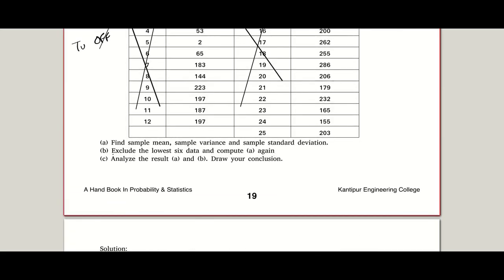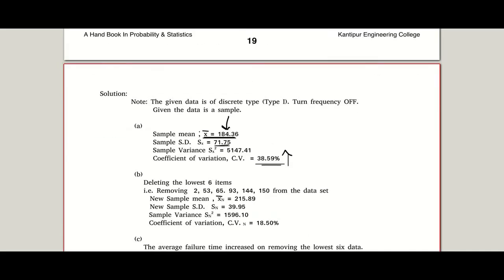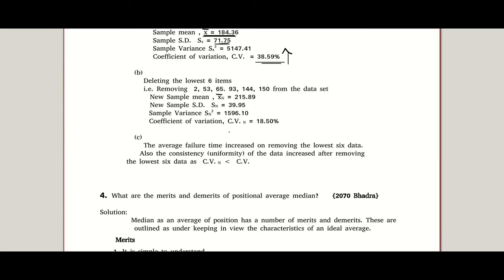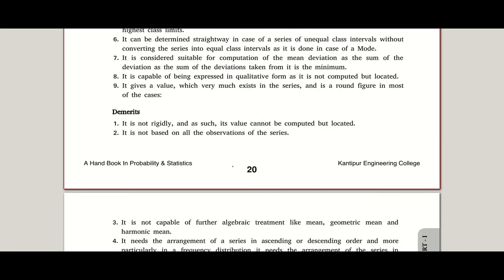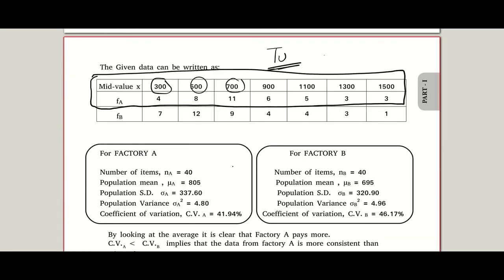And now comes this: exclude the lowest 6 data. I saw some very small data here, and they're asking you to delete that. So delete 2, delete 53, delete 93, delete 65. You delete the 6 data from your data sheet, and they're asking you to calculate again. So we get the new values, and the new values look more consistent. So you can write the conclusion. And that's it. That's the type of questions they ask.